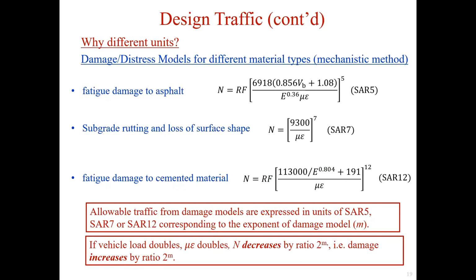The damage and distress models for different material types are shown below. We have seen these formulas in lecture 7. The allowable traffic from these damage models is expressed in units of SAR5, SAR7, or SAR12, corresponding to this component of damage model M. So if we double the load, then microstrain doubles. Correspondingly, from these damage models, N decreases by the ratio of 2 to the power of M, and damage increases by the ratio of 2 to the power of M.